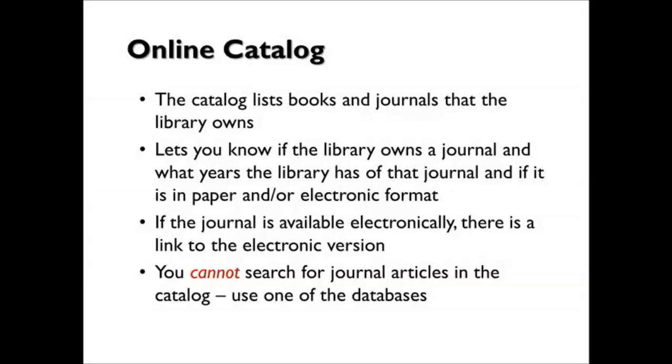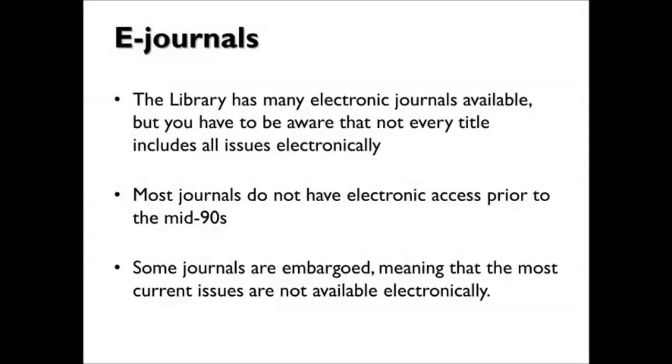So just a little bit about the library catalog. The OHSU library catalog lists all the books and journals that we subscribe to. So it would let you know if we own a journal and what years of coverage we have within our subscription. If it's available electronically, there'll be a link to the electronic version. And it's just important to remember that you can't search for journal articles in the library catalog. You need to use a database to do that. The journals that we subscribe to are predominantly electronic. If a journal is not available electronically and we feel that we have to have it, we will have it in print in our collection, but more and more that's becoming a rare occurrence.